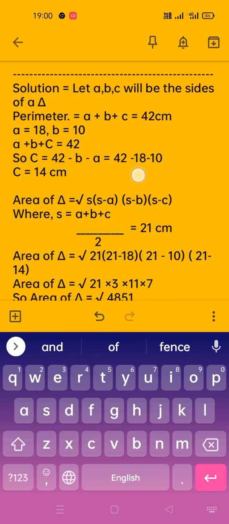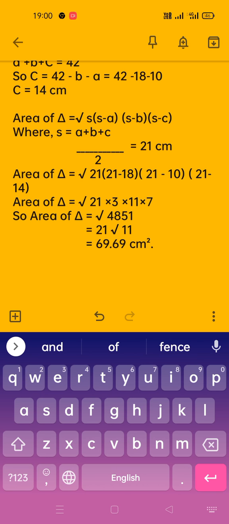Now again, we have to find the area of triangle. For finding area of triangle, we have to write under root S into S minus A, S minus B, S minus C. This is the formula for finding the area of triangle by Heron's formula, right? Where S is equal to A plus B plus C divided by 2. This is the divide sign, divided by 2. When we substitute the values of A, B, C and solve, S will be 21 centimeter. Now again, we have to find the area of triangle, that is under root 21 into 21 minus 18, 21 minus 10, 21 minus 14.